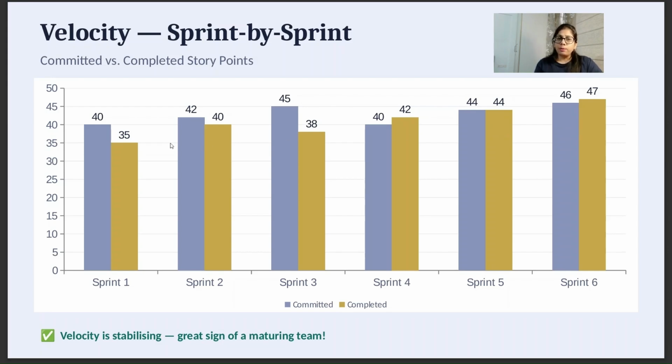So it's a very common trend for new teams. The sprint actually starts like what it looks like in sprint 1. And when a team is maturing, you will see the data as in sprint 5 or sprint 6. So when the velocity is stabilizing, it's a great sign that your team is maturing.